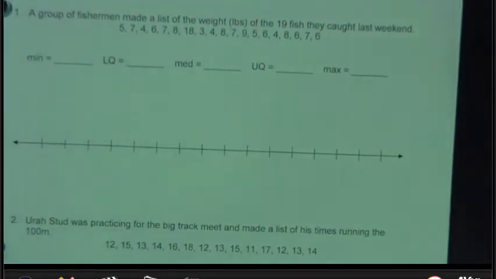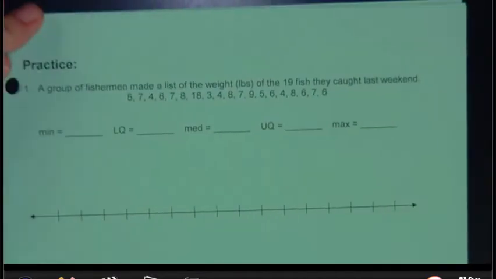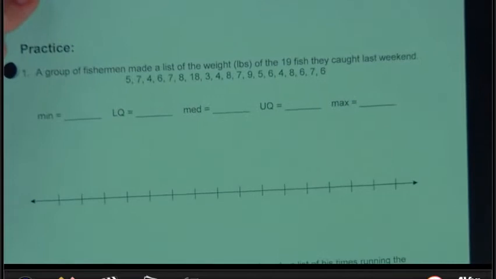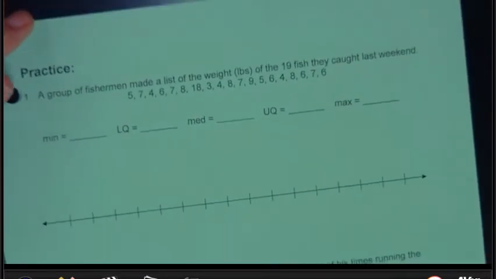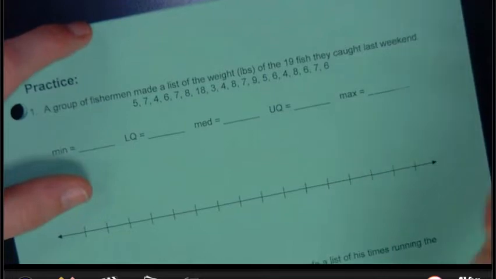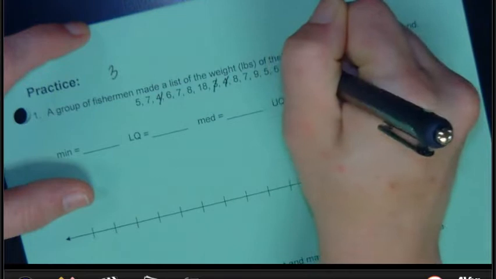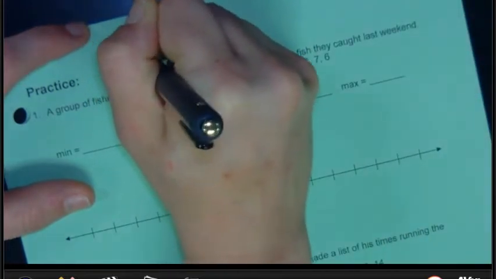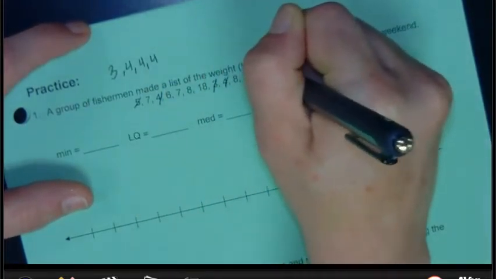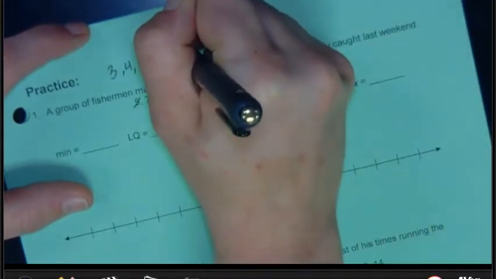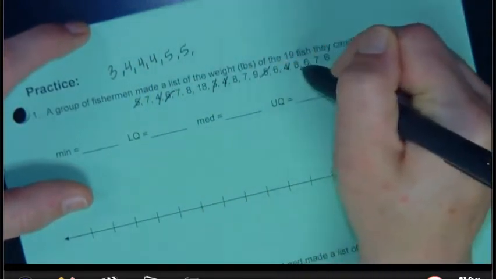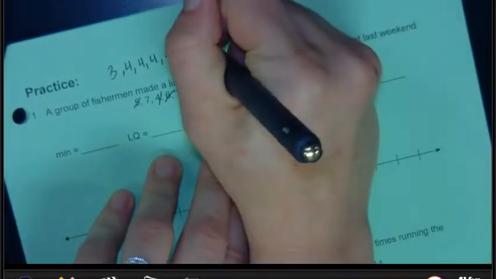All right, let's look at some practice here. So a group of fishermen made the list of weight in pounds of the 19 fish that they caught last weekend. And I am asked to create my 5-number summary and my box plot. Well, I want to start by putting all of my numbers in order from least to greatest. Well, I have 1, 3. I have 3 4s. 2 5s, 4 6s.